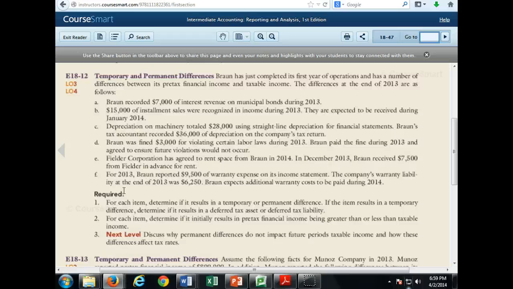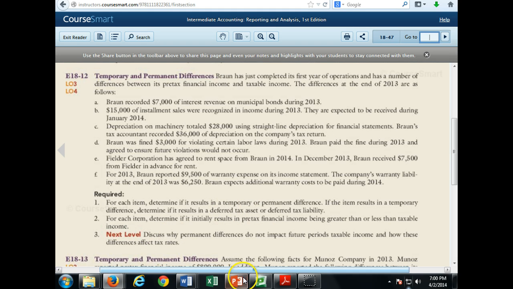Sometimes what I do is I have scenarios in my head. Taxable income greater than financial income, I know I'm paying more taxes now than I'm going to down the road. So I'm going to have an asset. I'm paying more than what the financial books show. It's going to be an asset. But if I'm paying less in taxes today than what the books show, I'm going to have a liability on the books because I know I'm going to need to be paying it.